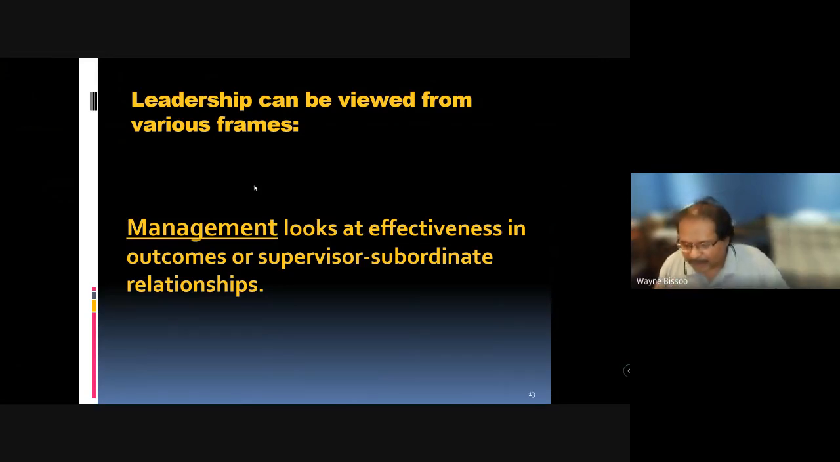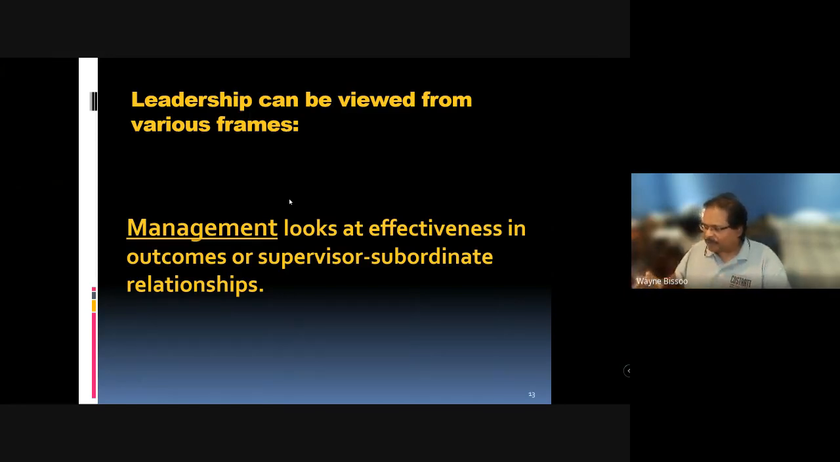Now, another area, and this is where a lot of the textbooks tend to focus their attention, is to look at it from management. And we could think about this from all the organizations that we work in. Management looks at effectiveness in terms of outcomes, based upon the relationship between the supervisor and subordinates. So if you think about it from this perspective, management views the outcomes of the organization as the measuring tape or the goal that they're looking at in terms of the effectiveness of your leadership.